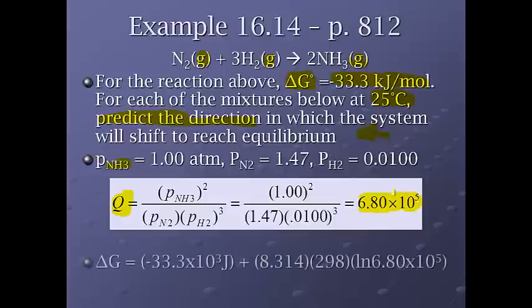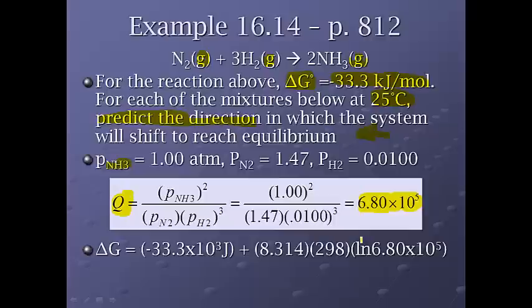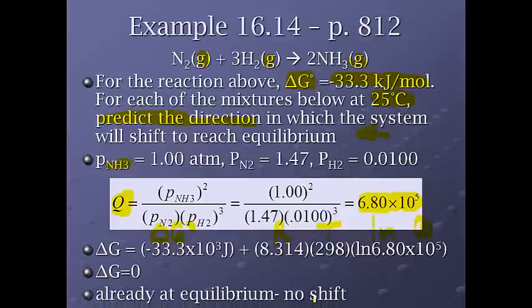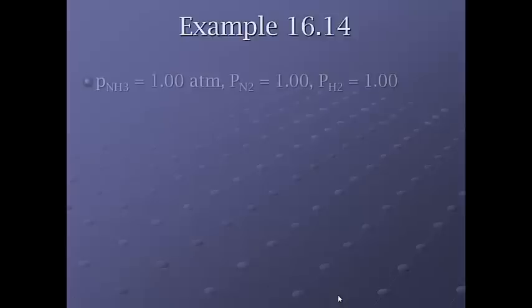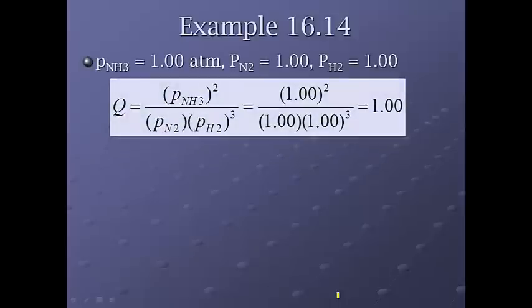Now we plug that into our expression where delta G is equal to delta G prime plus RT natural log of Q, this being at a new pressure. Here is my delta G prime, here is my R, here is my T, and here is my natural log of Q. When I plug this in, all that work to say delta G is equal to 0: it's already at equilibrium, so there is no shift. I know it's a lot of work to say nothing happens, but this one isn't going to be the case for the next one.